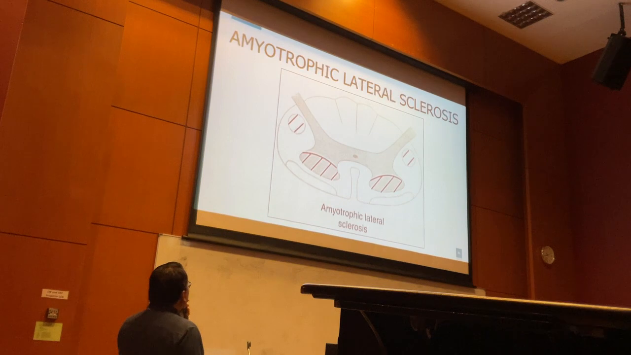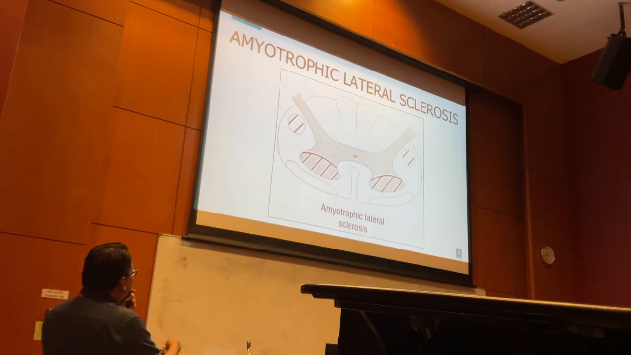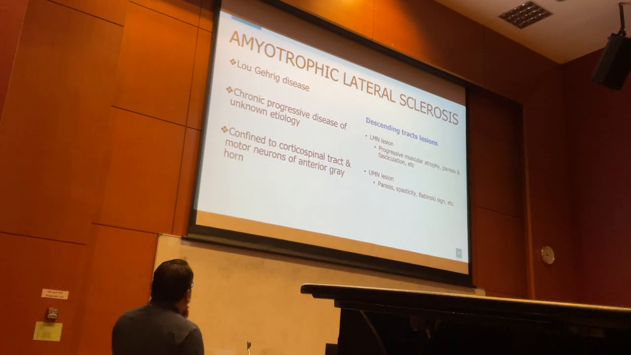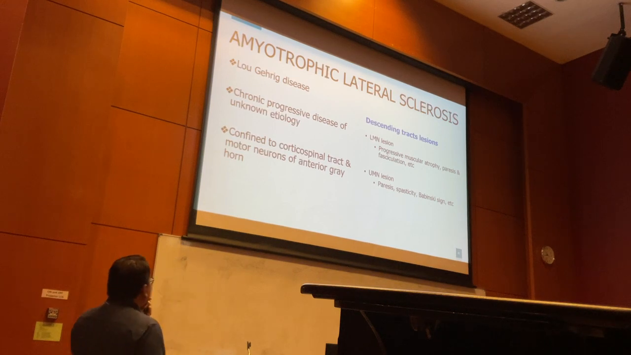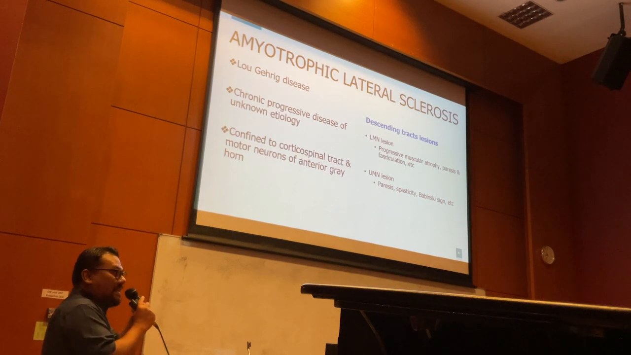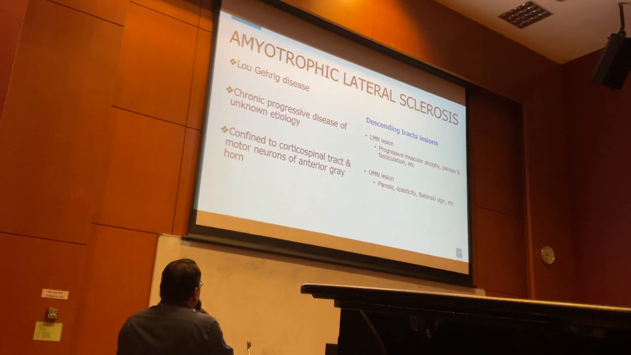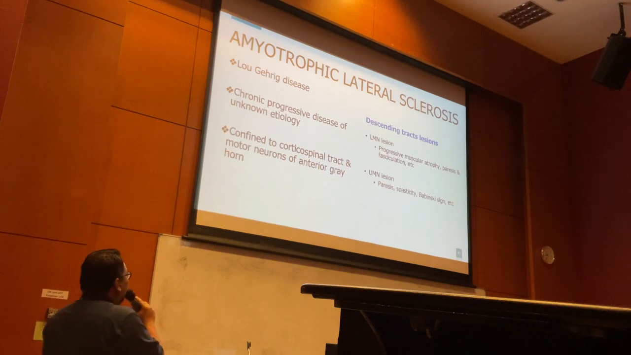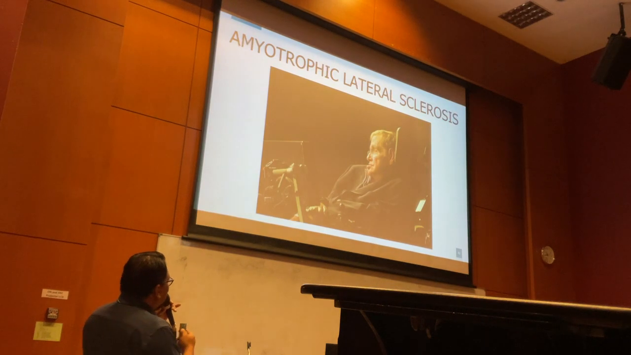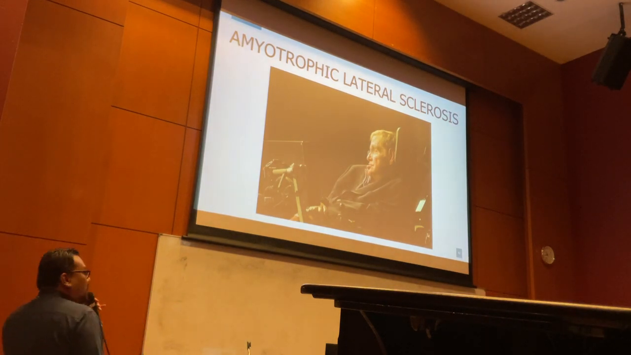Okay, amyotrophic lateral sclerosis, involving the lateral part and anterior part, or Lou Gehrig disease, a chronic progressive disease of unknown etiology, and is confined to the corticospinal tract. Okay, descending tract, corticospinal tract, and motor neurons of the anterior gray horn. Okay, so this is the presentation of amyotrophic lateral sclerosis, and what happened to him.